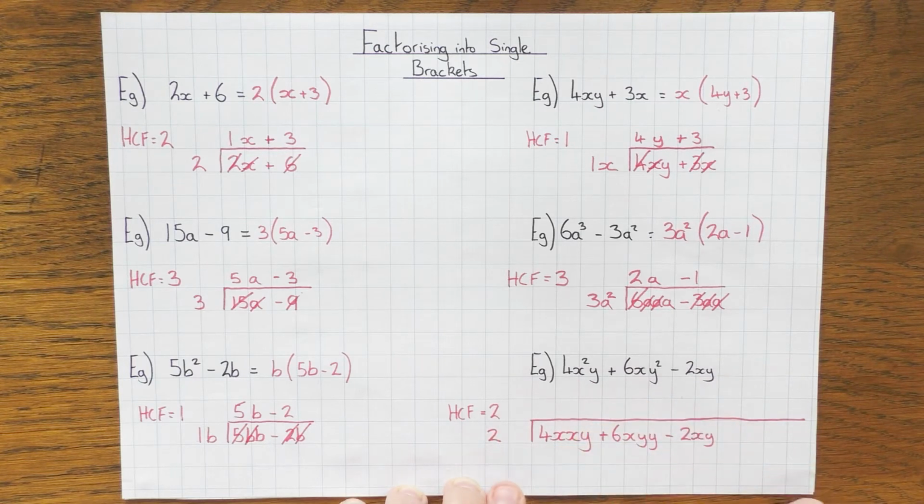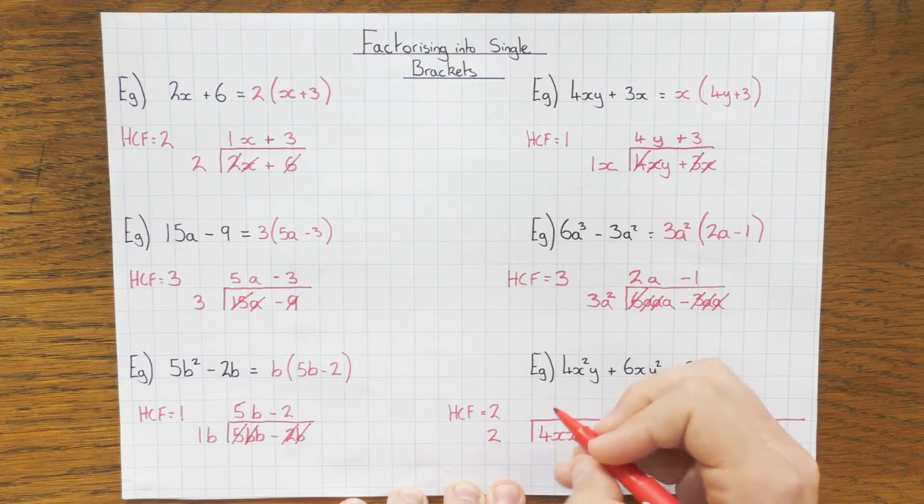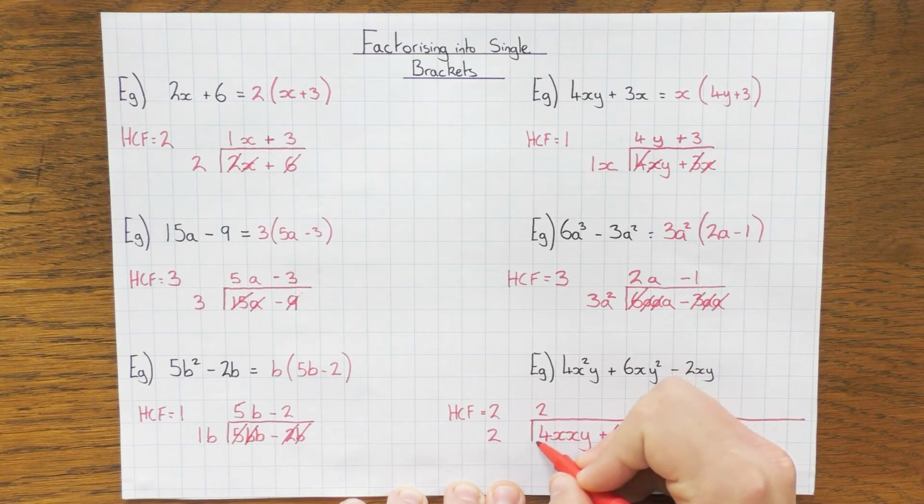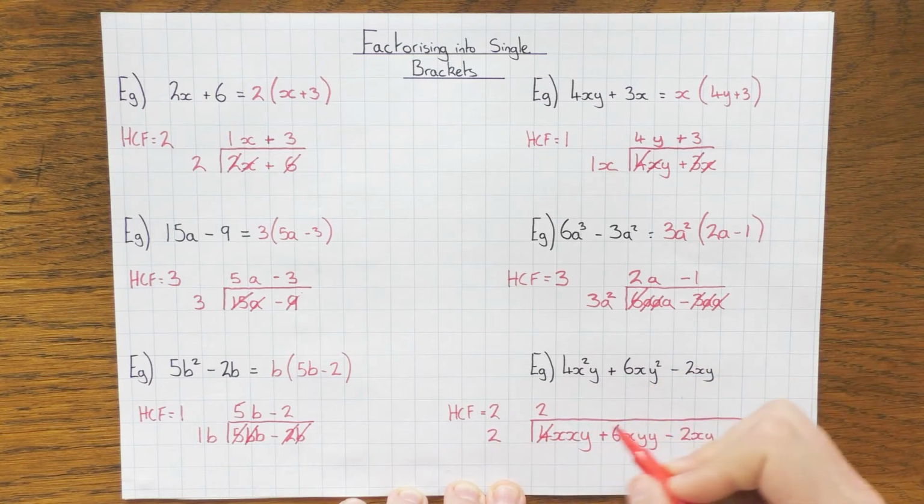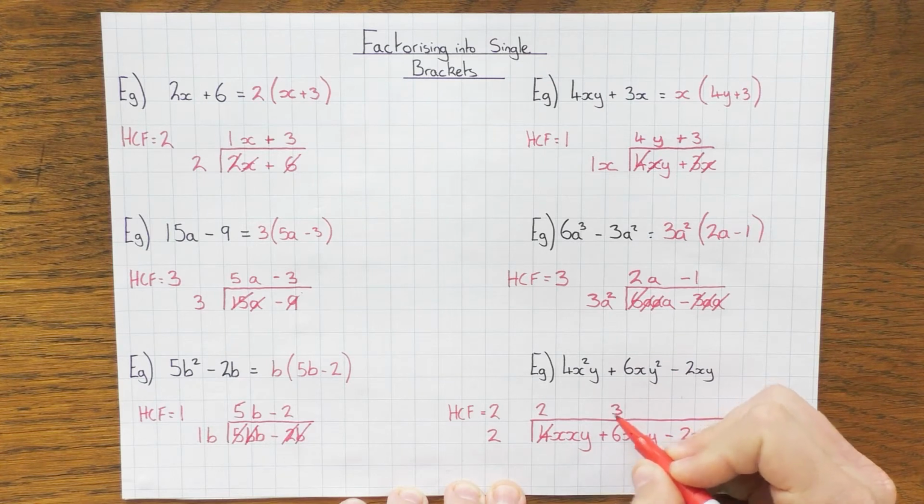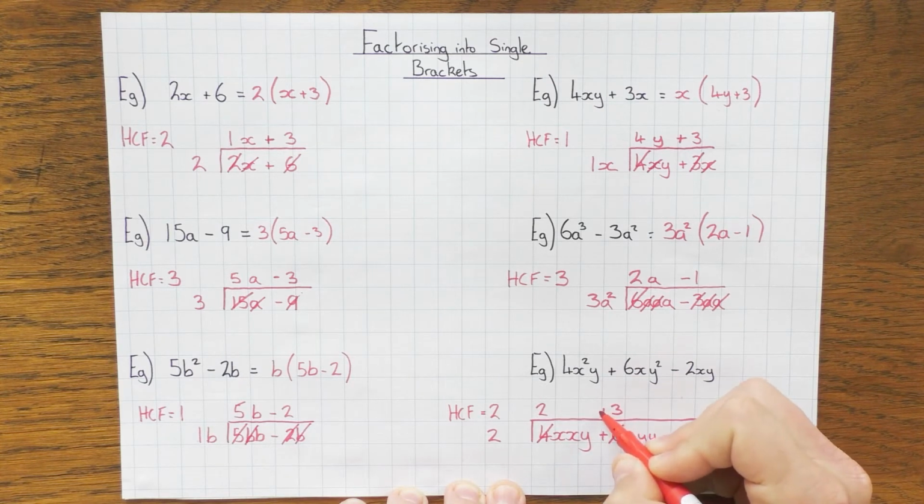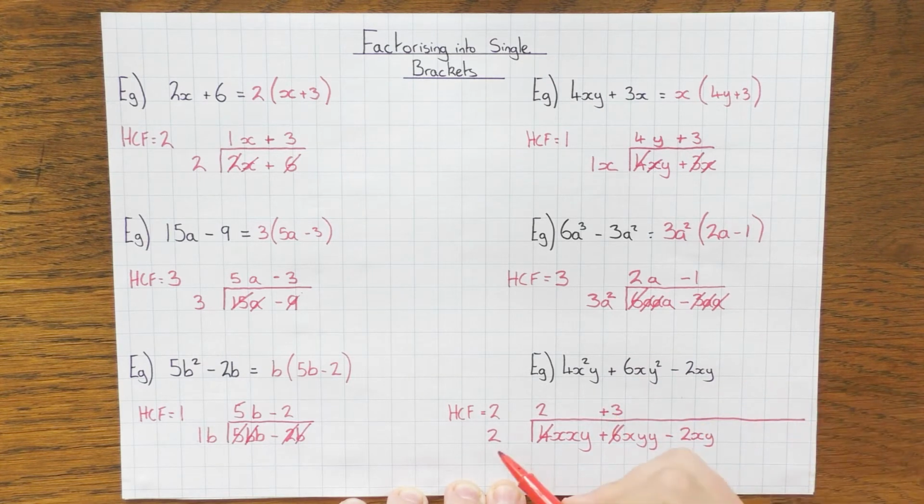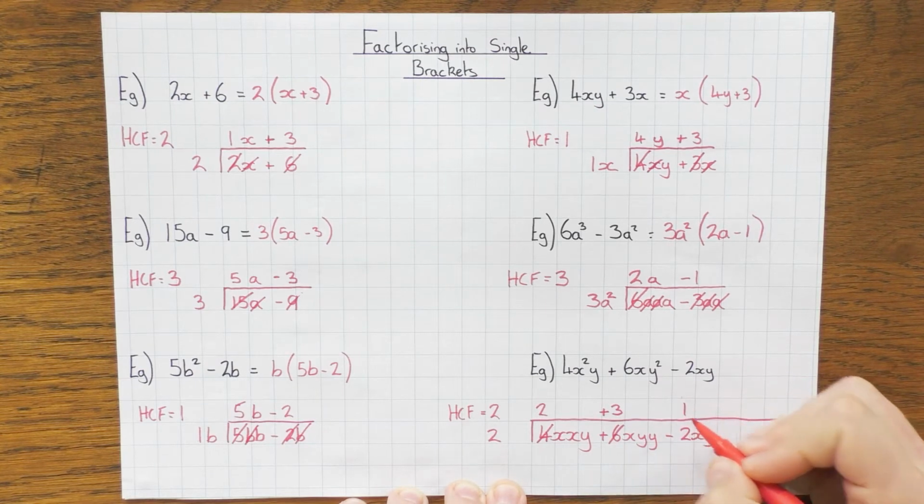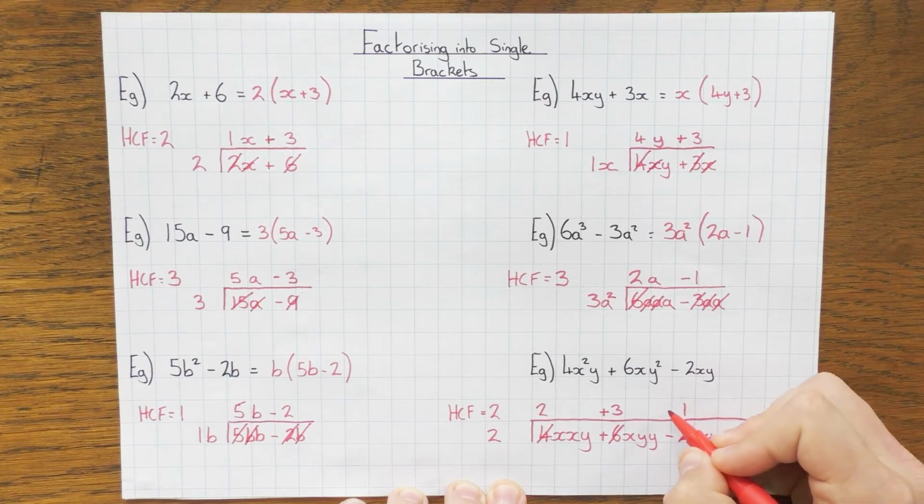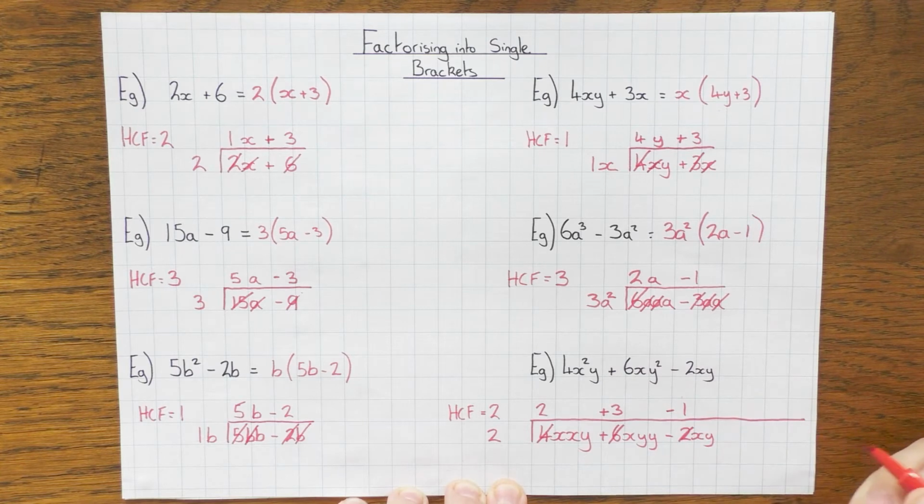So I'll put that on the outside of my grid. 2 times what gets me 4, so that's a 2, and then that's dealt with. 2 times what gets me 6, so that's a 3, that's dealt with. I'll put my plus in there, so that's done. And 2 times what gets me 2, well, that's going to be a 1, and again, that's dealt with, and I'll just put my minus up there as well.